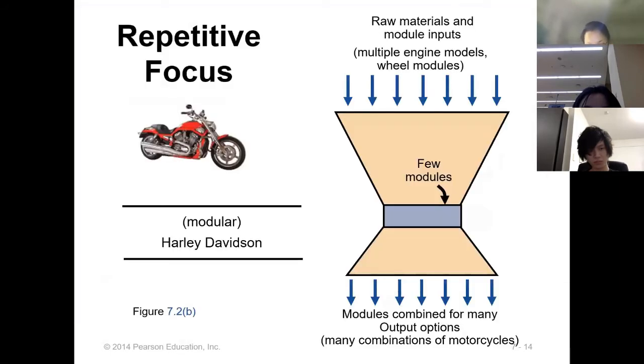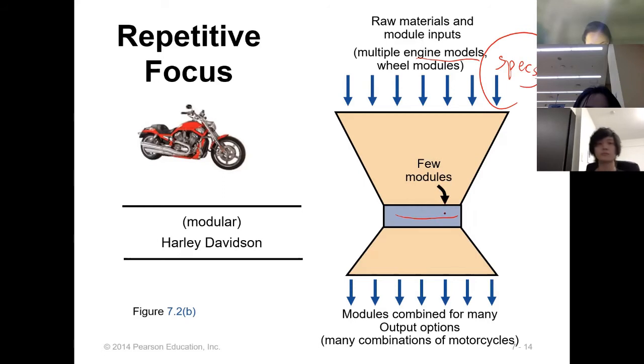So the Harley Davidson is the repetitive process. There are multiple engine modules, different sizes, and of course different specifications. There are only a few variations or few modules, then the modules combine for many output options. Okay, so this is a repetitive process.